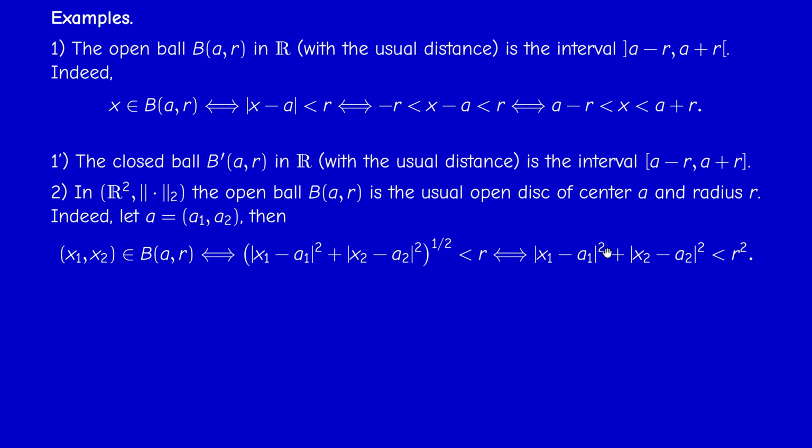I get (x1 minus a1) squared plus (x2 minus a2) squared less than r squared. Of course, I can drop the absolute value if you like because it's a square. And what's that? This is a disk actually, right? So you can picture this as a disk of center (a1, a2) and radius r. But note that I put it in a dashed line because I'm excluding the boundary. So the open ball in this case is just the full open disk, without the boundary.